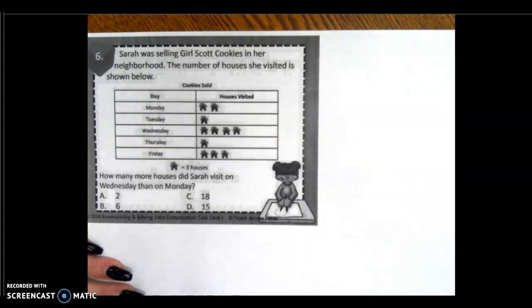Sarah was selling Girl Scout cookies in her neighborhood. The number of houses she visited is shown below. How many more houses did Sarah visit on Wednesday than Monday?